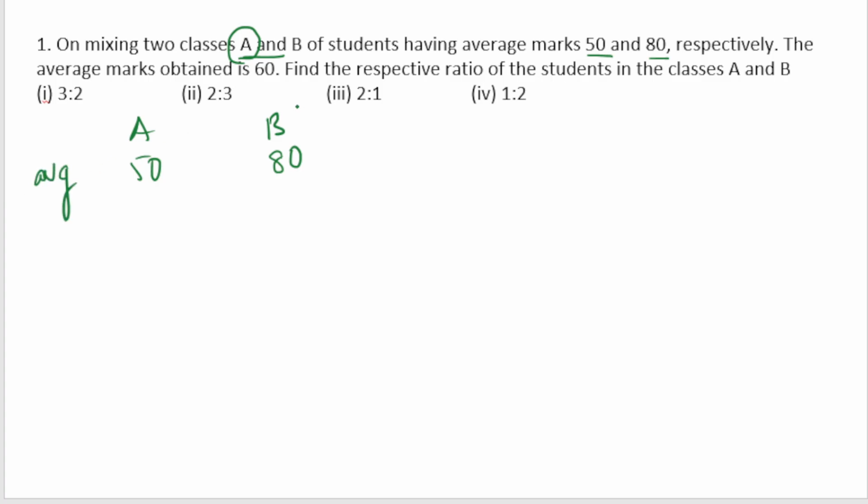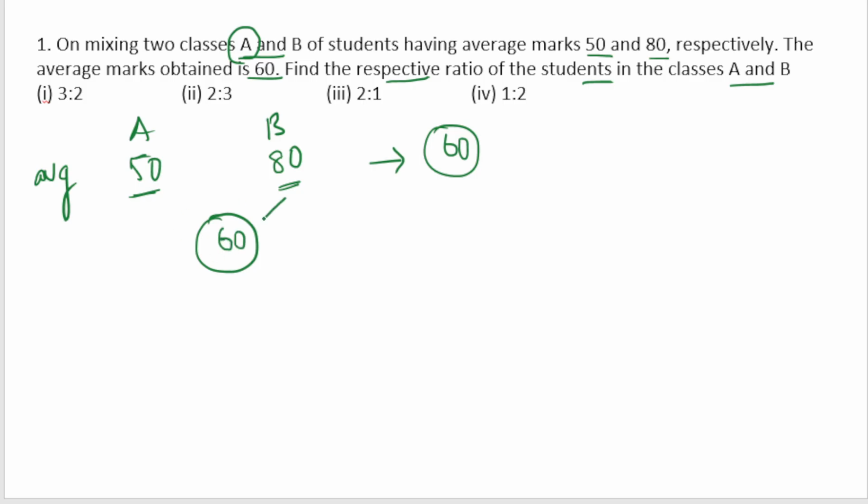This is the average. Okay, and the average marks obtained is 60. So the combined average of both the classes is 60. We have to find the respective ratio of the students in the classes A and B. So here we are taking the average of class A, it is 50, and the average of class B, it is 80. And in the middle, we will take the combined average, it is 60.